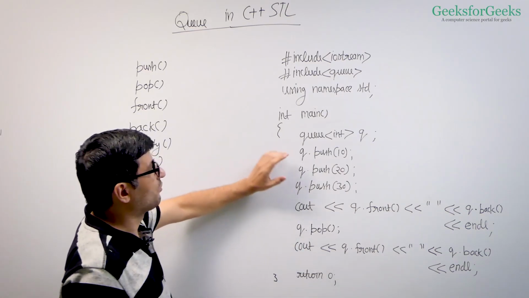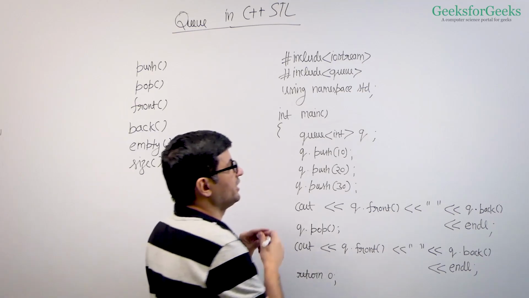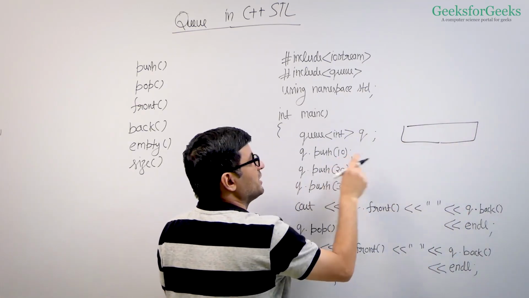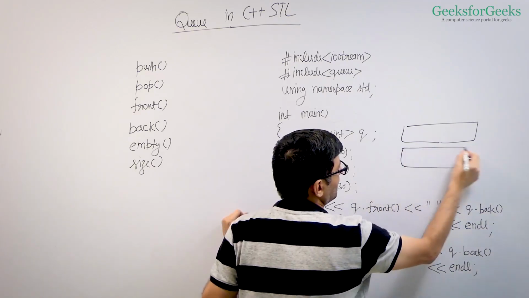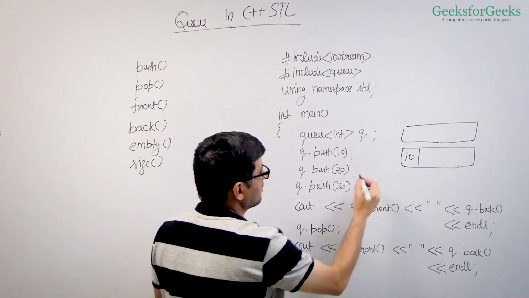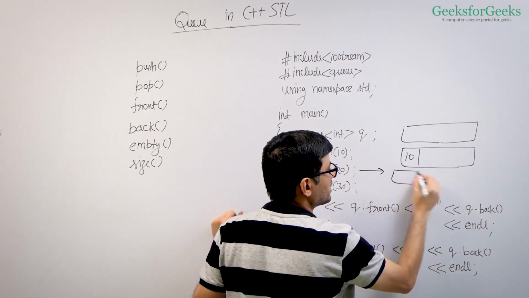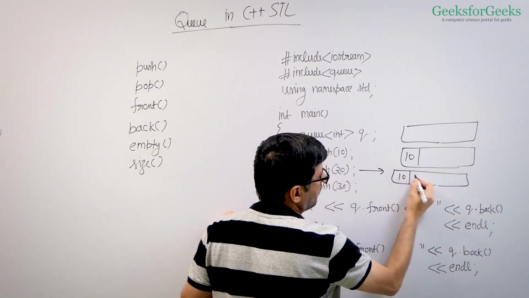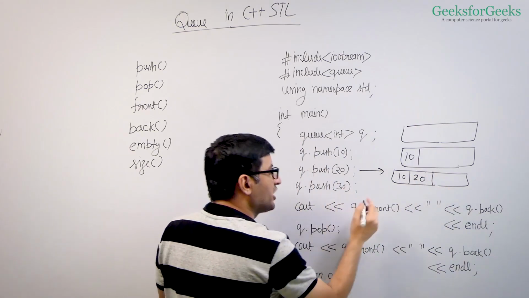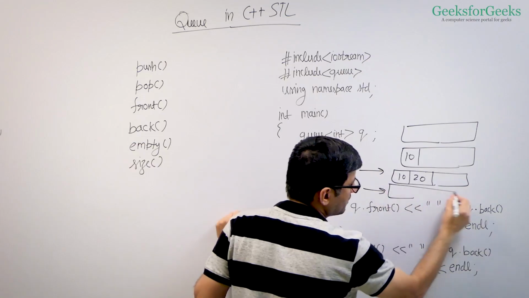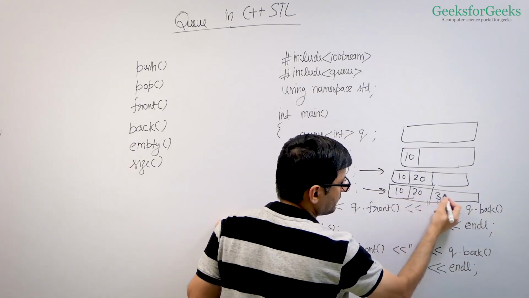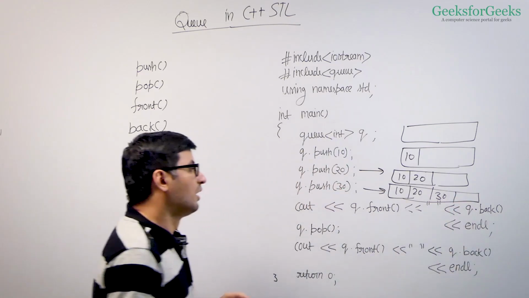Let's now take a look at this program. We have an empty queue, initially an empty queue, right? Nothing is there in the queue. Now we inserted 10. Now we inserted 20. So after insertion of 20, the queue becomes this: 10, 20. Now we inserted 30. So the queue becomes this: 10, 20, and 30. So this is our queue now.